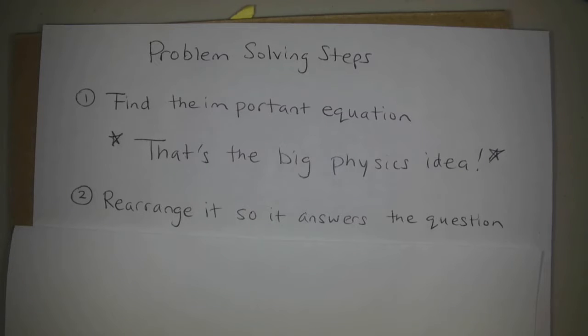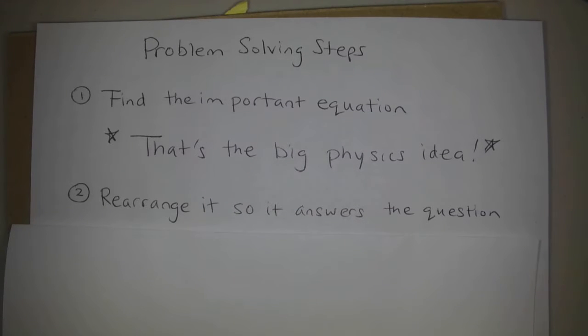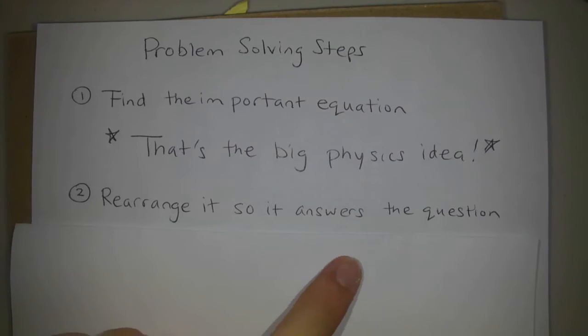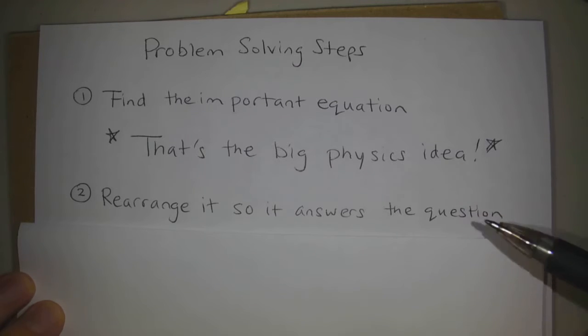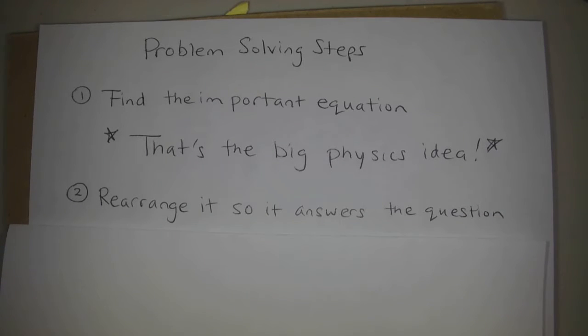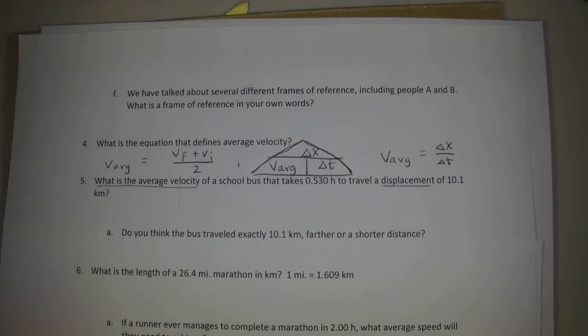Sometimes the equation that you look at on your notes is written in a different way. So perhaps you need to cover up a different part of the triangle, or you have to use algebra to rearrange it. You want to rearrange it so that it's solved for the thing you're being asked for. Or in other words, you want to write it so that it answers the question. Okay, we have 2 steps, and these go hand in hand. Let's put those into action on problem number 5.